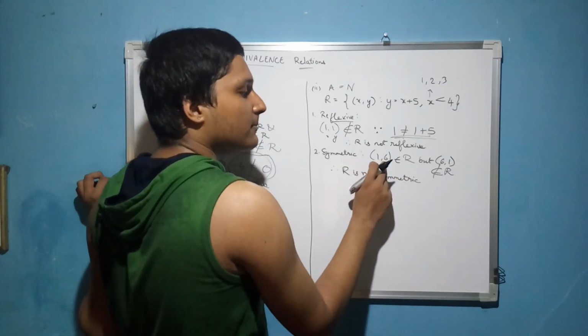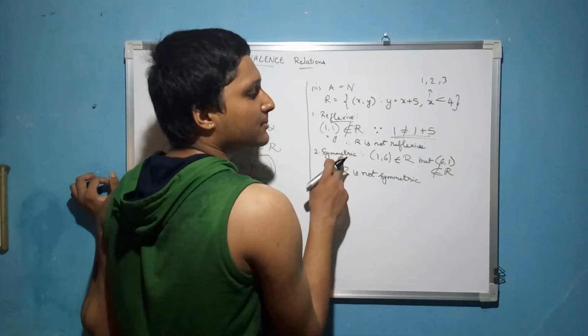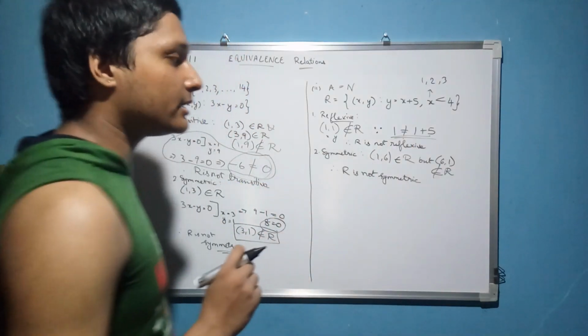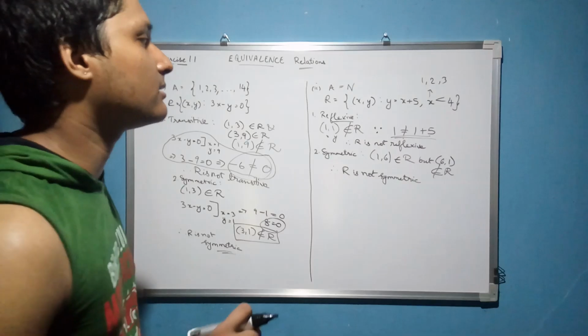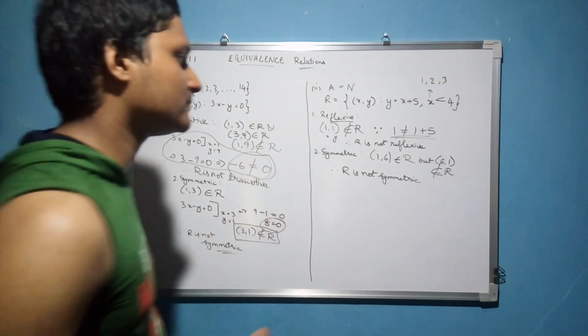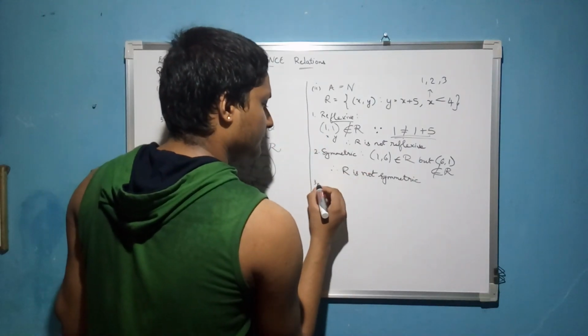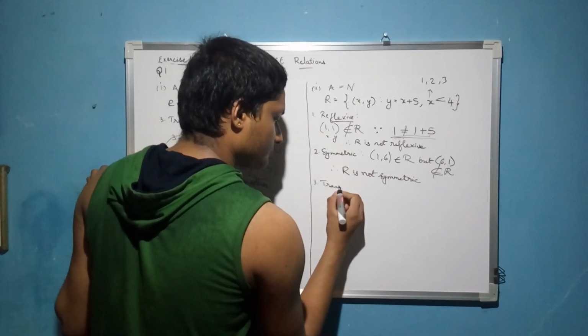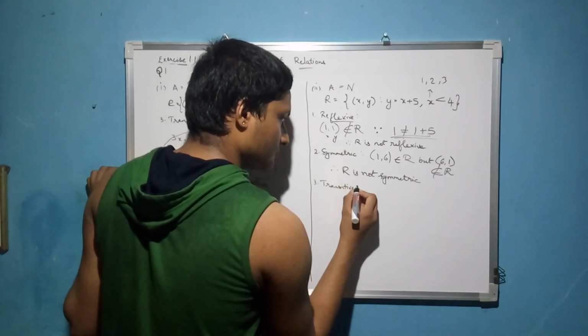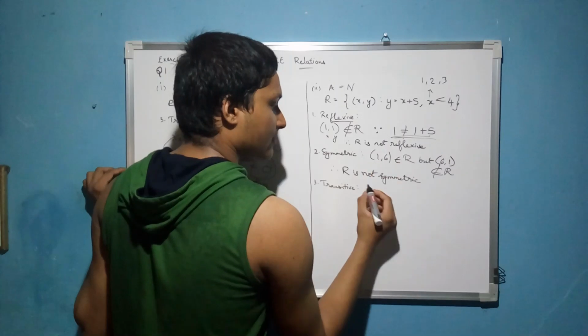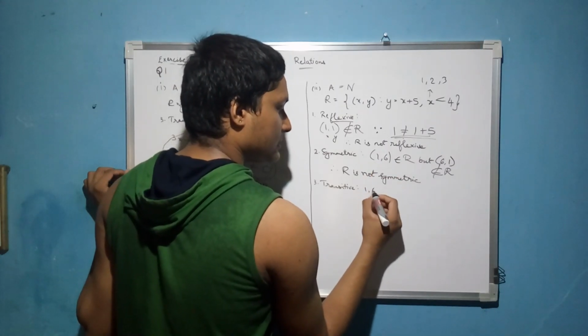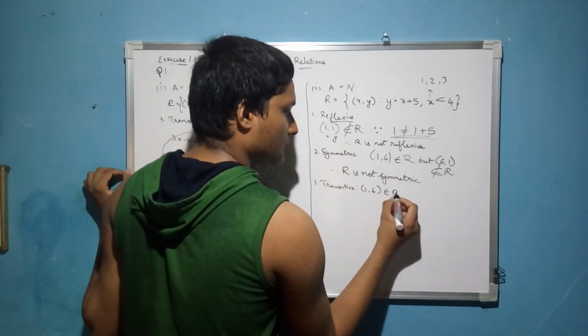So if a comma b is belonging to R, for it to be symmetric, 6 comma 1 should also be belonging to R. But this is not belonging. Just by saying you can explain that. The third one is transitive. I'll take the same thing. 1 comma 6 belongs to R.